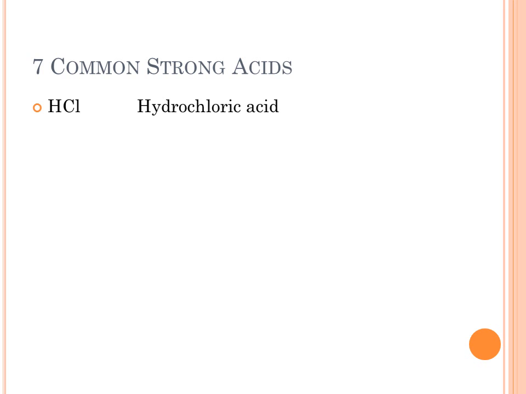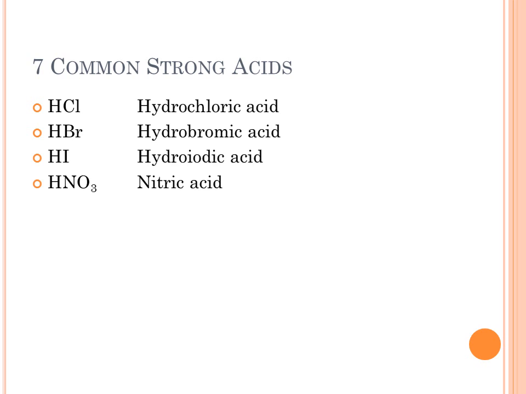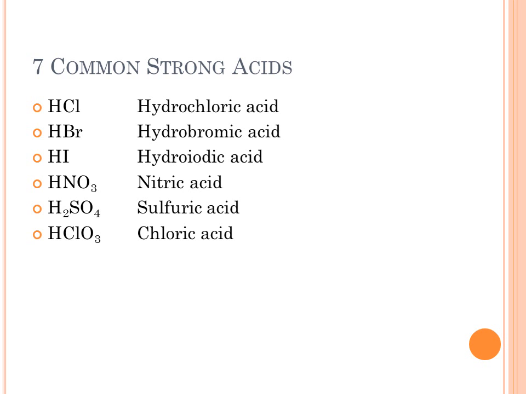Here are your 7 common strong acids: hydrochloric, hydrobromic, hydroiodic, nitric, sulfuric, chloric, even though chloric is kind of borderline depending on whose book you read, perchloric. Those are your common ones. There are some that maybe aren't as common, but this will be the list we'll stick with. Note the lack of hydrofluoric acid, HF. It is the group 7A element that actually forms a weak acid, so it's important to point out that that's not on this list.